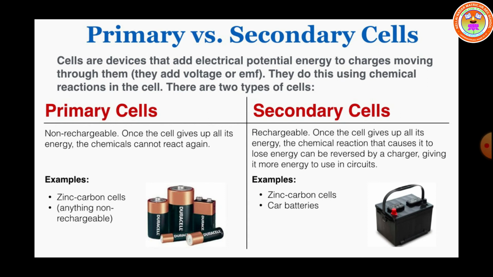Now come to the secondary cells. They are rechargeable. Once a cell gives up all its energy, the chemical reactions that cause it to lose energy can be reversed by a charger, giving it more energy to use in circuits. Again, what type of chemical do we use here? Zinc cells. The very best examples for secondary cells are car batteries, which are shown in the picture here, and mobile phone batteries.